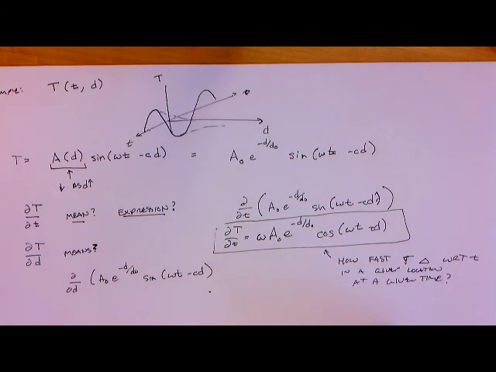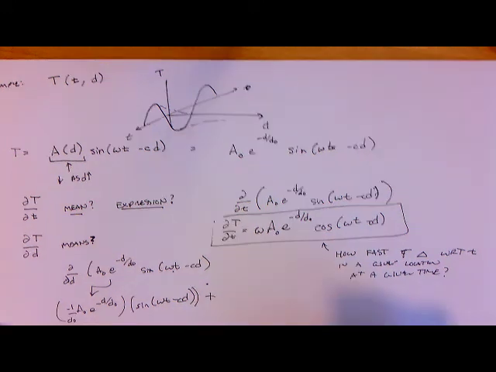Okay, and now we need to be a little bit more careful. We're going to have to use product rule to do this. We're going to treat t as a constant because we're taking the partial with respect to depth. So when we product rule it, we're going to have to take the derivative of this times that, and then the derivative of that times this. So our first term is going to give us a naught e to the minus d over d naught times negative 1 over d naught, right? Times sine of omega t minus cd.